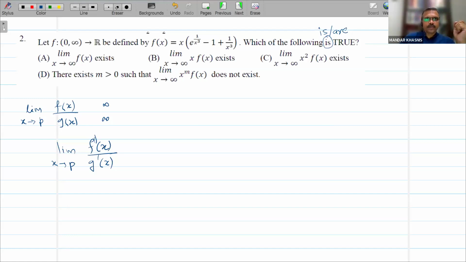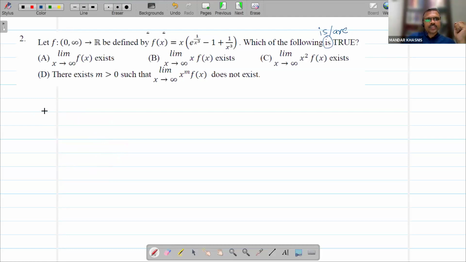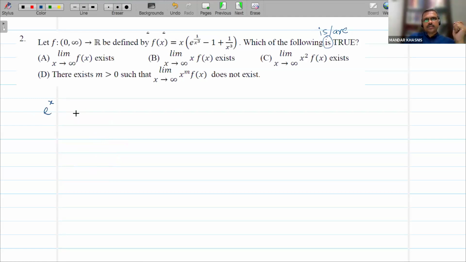Interestingly, all options are correct. Now, whichever way you want to handle this, you can handle. Of course, L'Hopital is there, which helps. Or another way is you try to express. We know e raised to x has got some series expansion. So I can just write it as e raised to 1 by x cube.